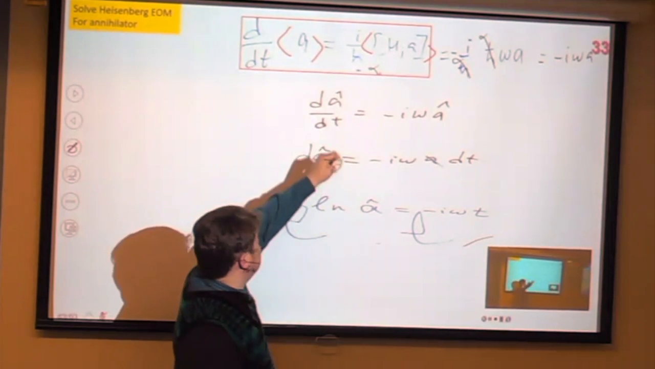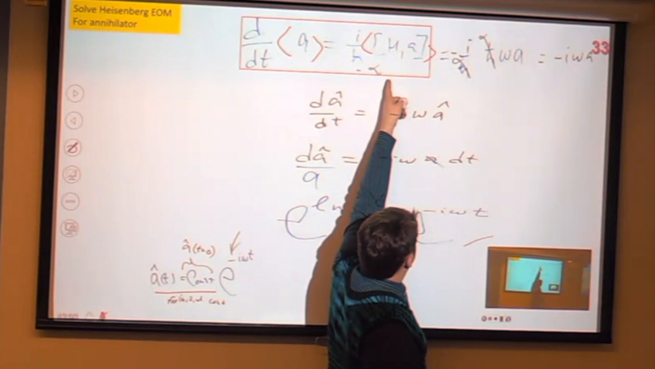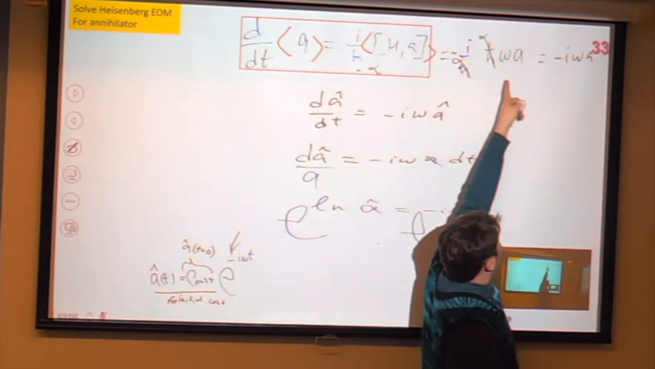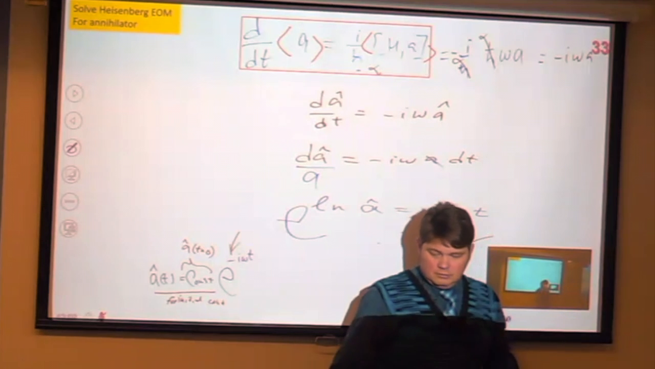So plug in the value of the commutation, so negative sign, and the annihilation operator itself.